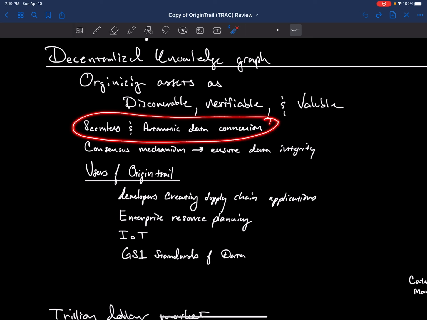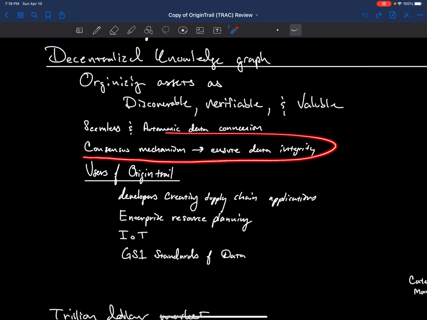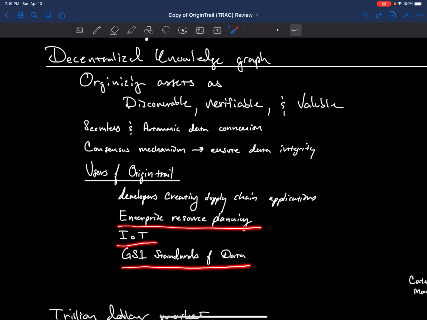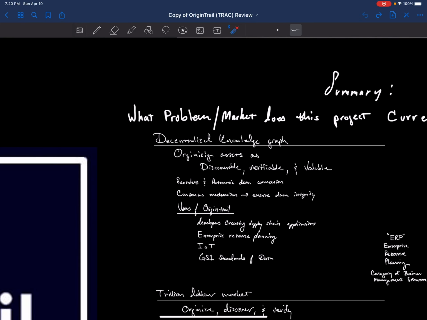Seamless automatic data connections. The consensus mechanism is to ensure data integrity. That's the point of the consensus mechanism of OriginTrail. Users of OriginTrail will be developers creating supply chain applications, enterprise resource planning, Internet of Things, and GS1 standards of data. So being able to look up information on things that are in the supply chain that are moving through the OriginTrail data knowledge graph.